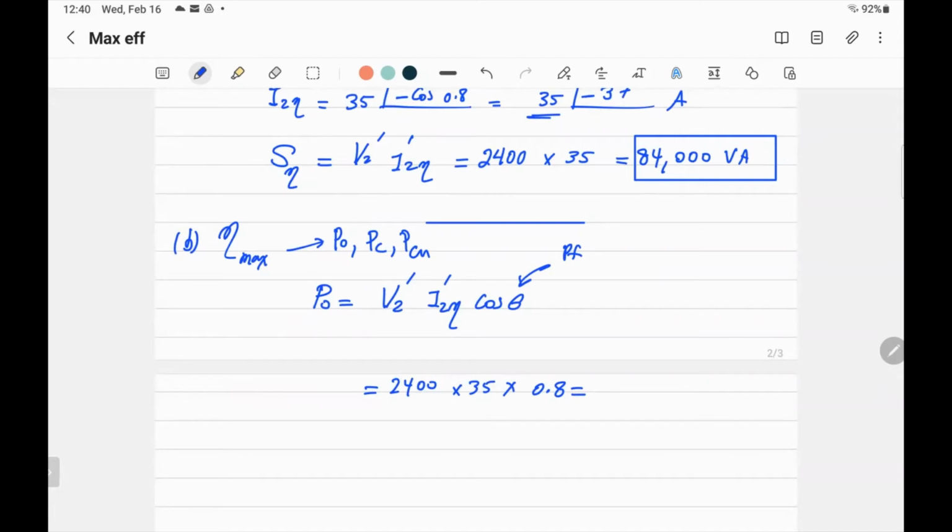Because we said that we are doing all calculations referred to the primary side. If you are using the secondary, we'd say only V2, I2 cosine theta. But I'm doing everything on the primary side. If you want to do it on the secondary, you can do it, that's okay, but all calculations should be on the same side. So the power is equal to 7200.